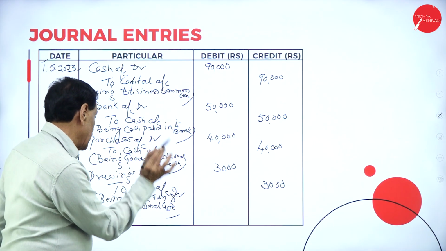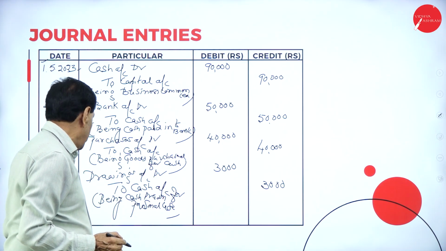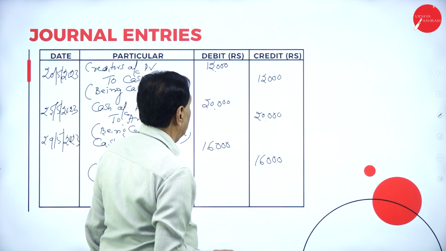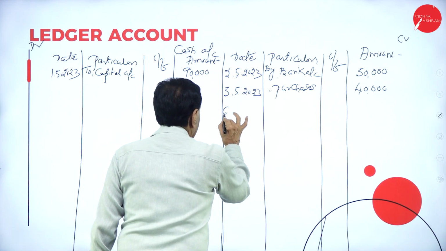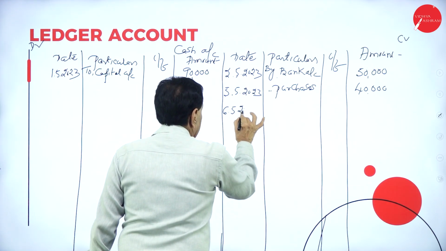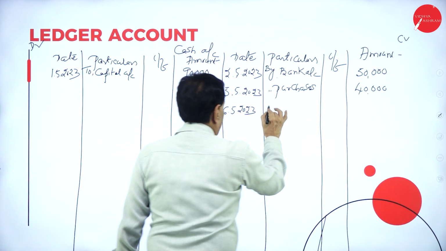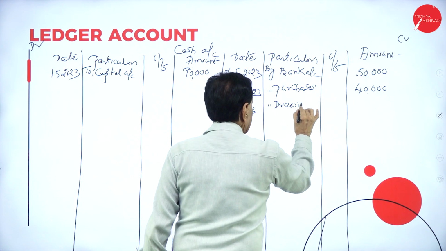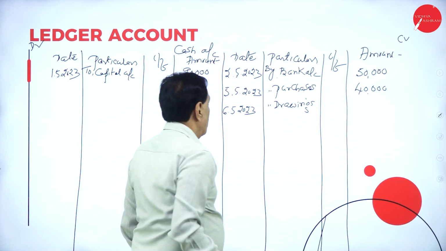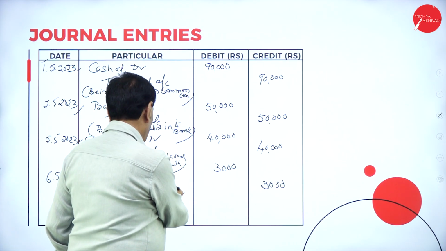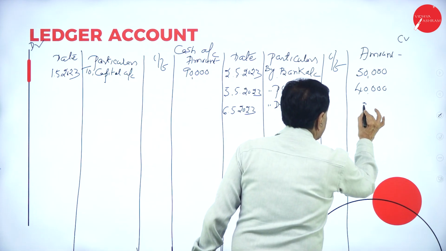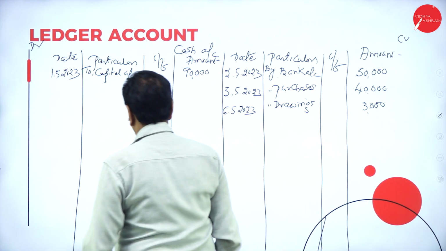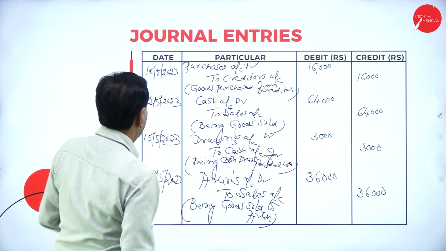Then drawings account debit to cash account. We draw the money, cash is going out. Drawings is on the debit side, now it will come on the credit side. 3,000. 65, by drawings. How much money by drawings? 3,000. So that is over. Then the 7th.